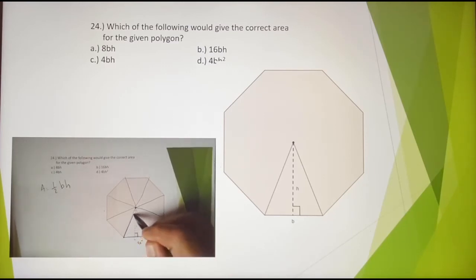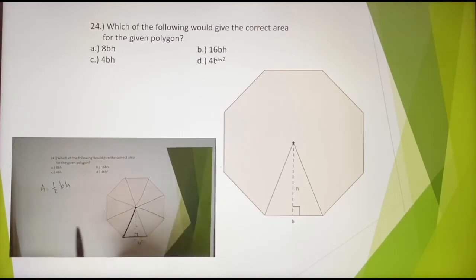Don't think that this is the height. This is one of the legs of the triangle. Always go with the height. So make sure that it's at a right angle, or a 90-degree angle, from the base. The base and the height are always perpendicular.